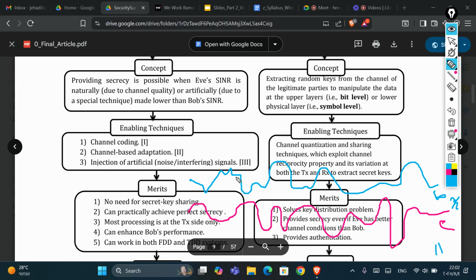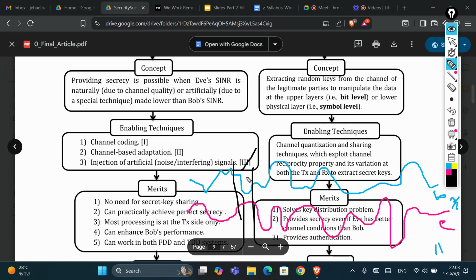Now, injection of artificial noise. What can I do? If I look at a part where the channel at Bob is worse than the channel at Eve, this part, for example, I can see here the channel at Eve is better than the channel at Bob. But I urgently need to send information during this time period. I cannot wait, or for some reason I don't want to waste resources. I want to exploit all the available durations and bandwidth to transmit my data.